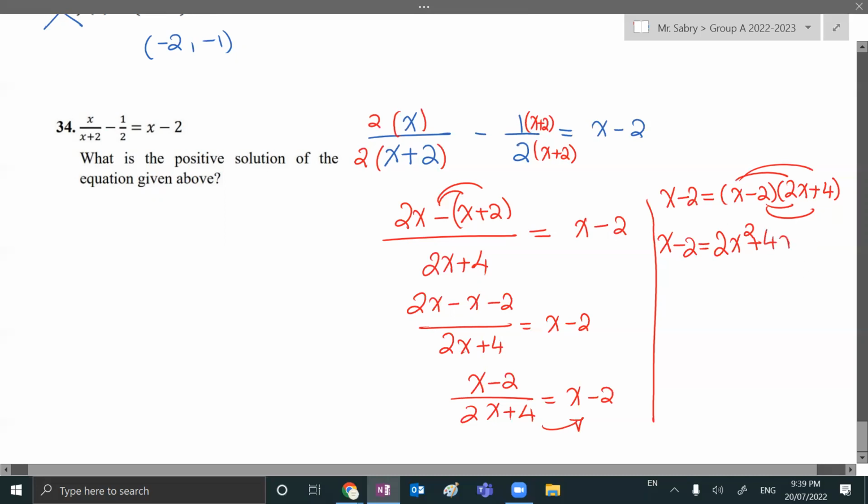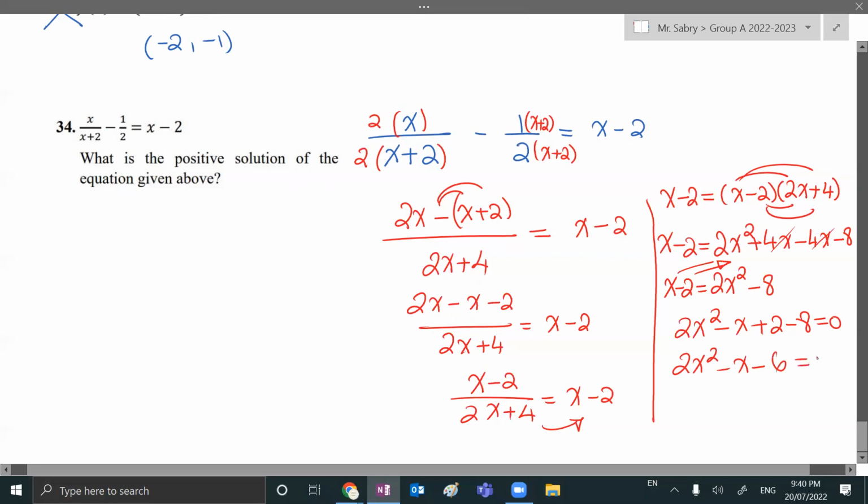Minus 4x, and then minus 8, which will then be, I'll add like terms together. So 2x squared, 4x minus 4x, they cancel each other, minus 8. I'll need to move everything to one side and make it equal to 0. So 2x power 2 minus x plus 2 minus 8 equals 0, which then means that 2x squared minus x minus 6 is equal to 0. Oof, it's too long.